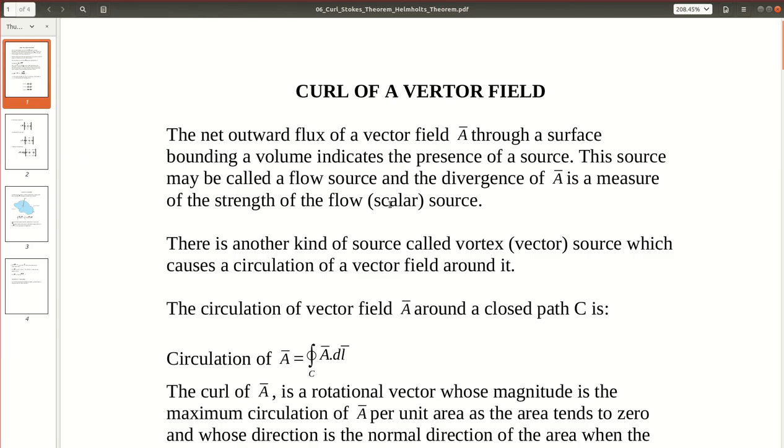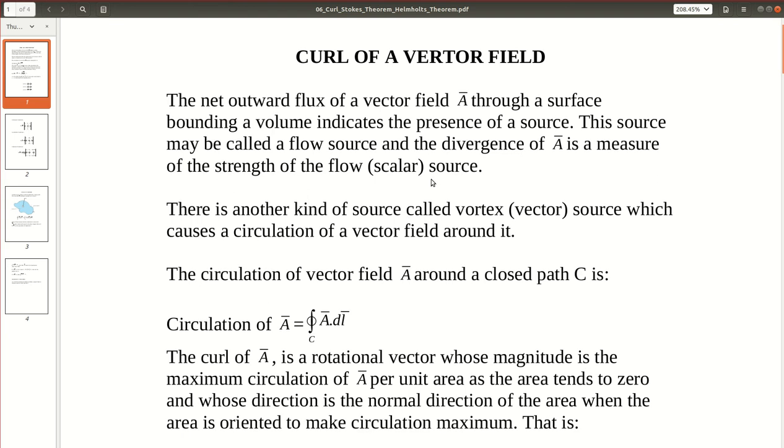The divergence of a vector indicates a net outward flux through a surface bounding a volume, indicating the presence of a source. As I said, if there is a light in the room, meaning that there is a source, there is a lamp in this room. And the divergence measures the strength, how dense the flow of this source is. This is giving you a scalar.